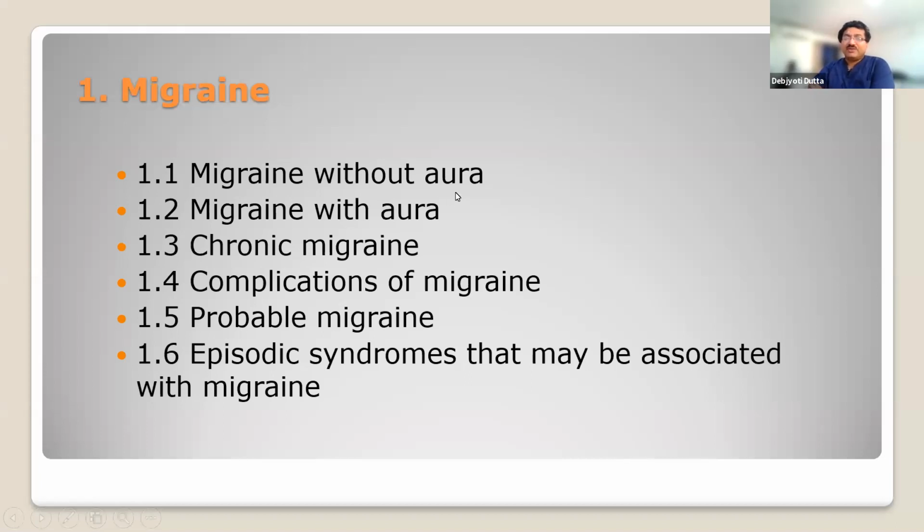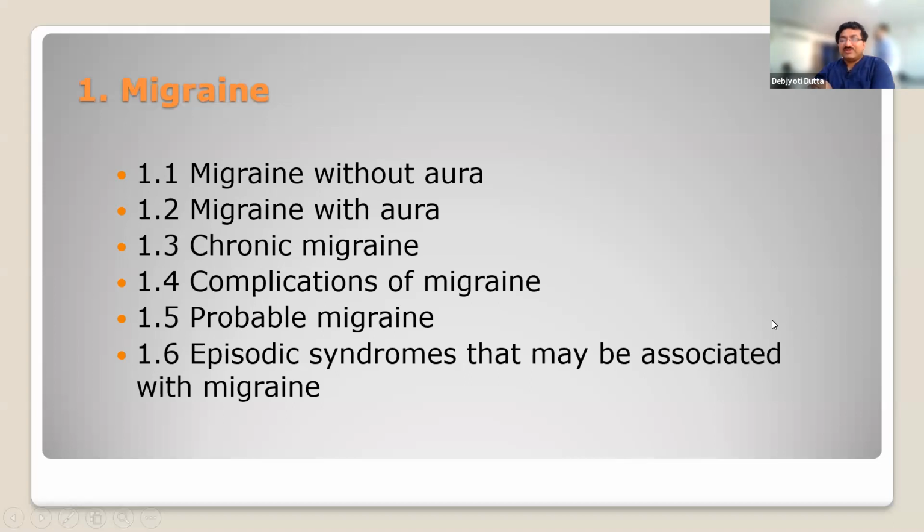So in migraine, we have already told that there are two types of migraine, very common. One is the common migraine, that is the migraine without aura, and migraine with aura, or the classic migraine. Now, depending on episodic or chronic: when it lasts less than 15 days a month, it usually comes in episodes. It is known as the episodic migraine. When it occurs more than 15 days a month, then it is known as the chronic migraine. Then migraine complications, probable migraine, and the episodic syndromes that may be associated with migraine.